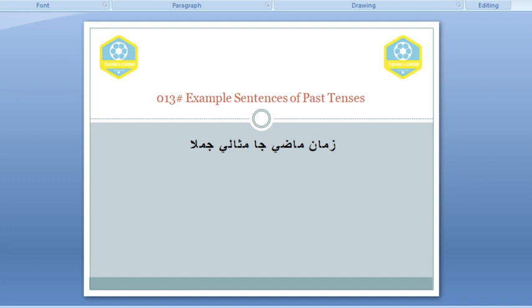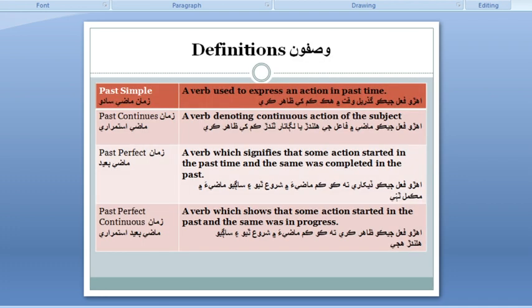Okay. So first, we'll be looking at the definitions of it. Definition, as you remember that you have seen the definitions of the past simple, past continuous, past perfect continuous or progress tense.